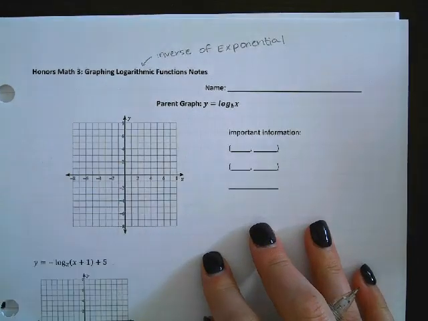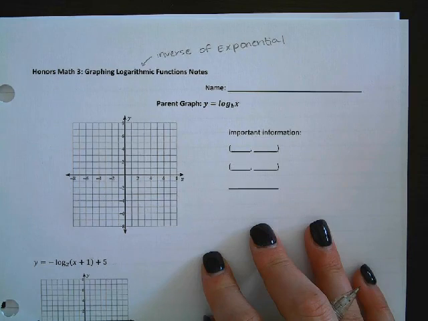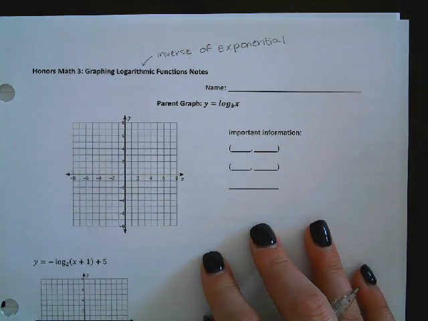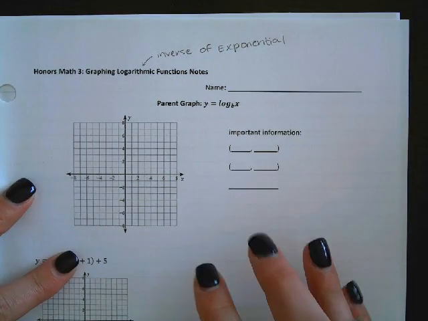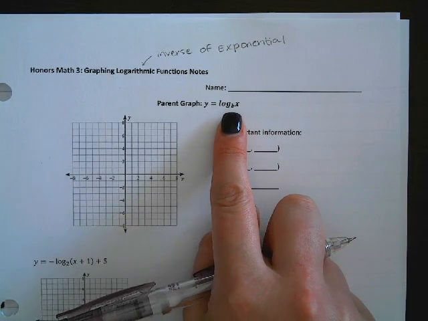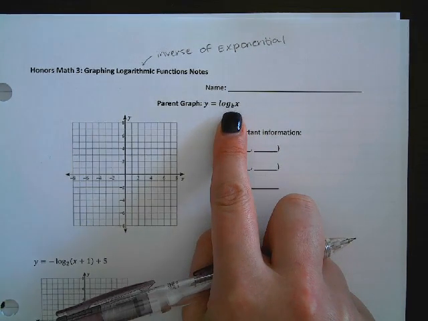So when I say inverse, I mean like multiplying and dividing. Those are inverses of each other. Adding and subtracting are inverses of each other. If we have an x squared function, the inverse of that is a square root function. And so now we're going to learn about log functions, and log functions and exponential functions are inverses of each other.